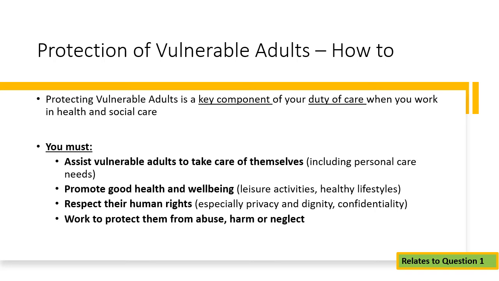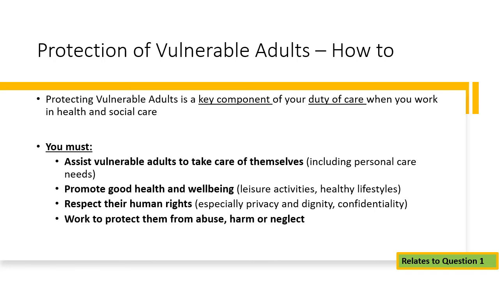Healthy lifestyles, so providing healthy food, again the leisure activity, the exercise, providing that to help with health and well-being. We need to respect human rights, especially privacy, dignity and confidentiality, and throughout the health and social care course, we look a lot more at privacy, dignity and confidentiality, as well as in this session. We also need to work to protect them from abuse, harm or neglect.